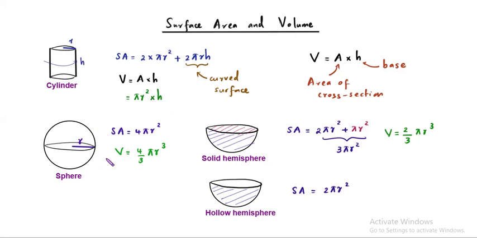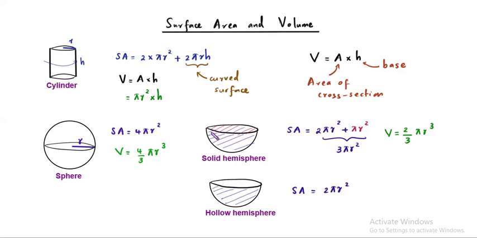Now, the same way, if we are to calculate the surface area and volume of a sphere, this will be given to us. But then, the surface area and the volume of a hemisphere will not be given. When it comes to a hemisphere, the volume of the hemisphere will be half the sphere's volume. So we have 4/3 pi r cube here. When we halve that, we get 2/3 pi r cube.